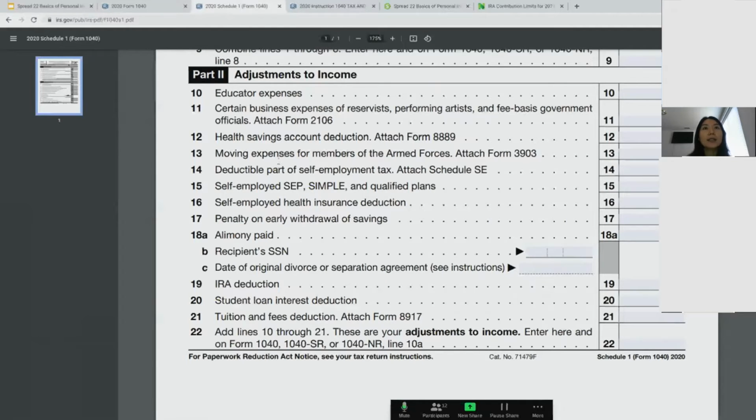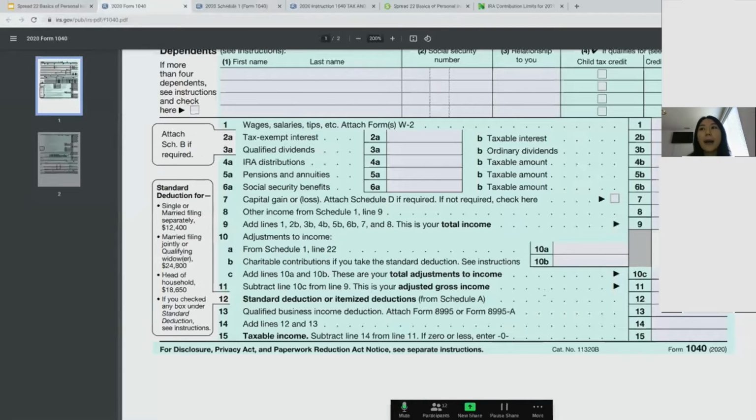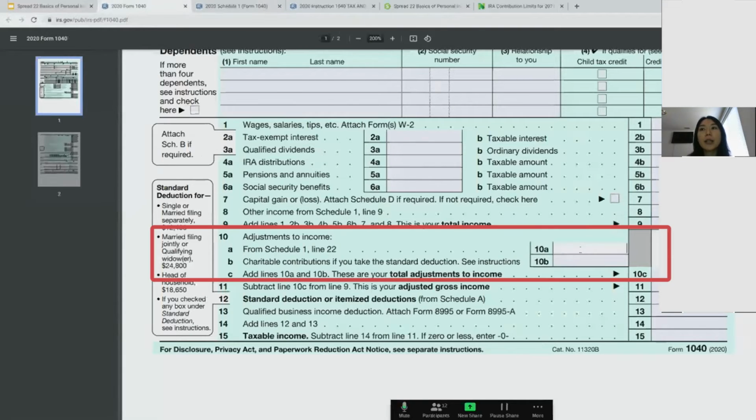Remember the self-employment tax, or the FICA taxes that you have to pay if you're self-employed. Half of it gets deducted on line 14. IRA deduction, if you contributed to a traditional IRA, that's line 19. Any student loan interest, line 20. Tuition deduction, that's line 21. You'd have to fill out this extra form. There are so many subforms, but this is the specific subform you'd have to use. And then that's your total adjustments to income. Then you just bring it to line 10 of page 1 here. So you just pop it in right here, 10A.